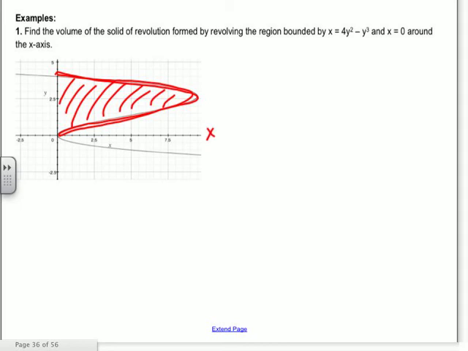So we're getting that bundt cake shape. Really tall bundt cake. I have trouble saying bundt. Bundt.